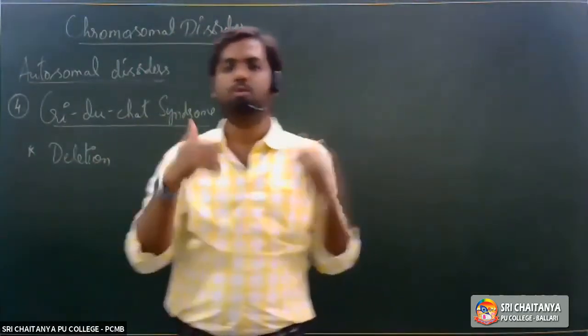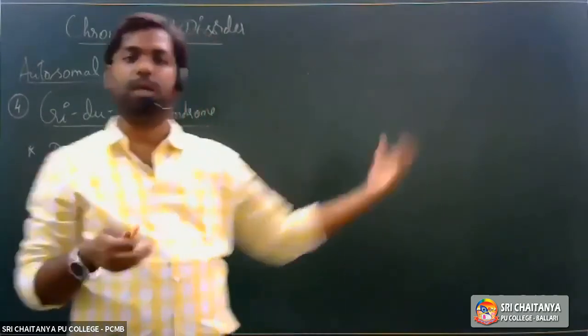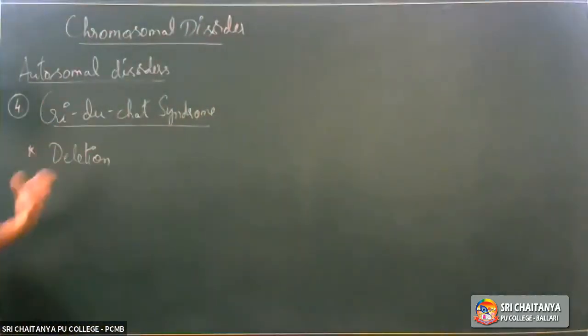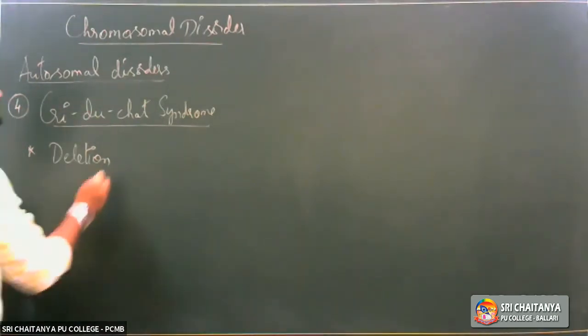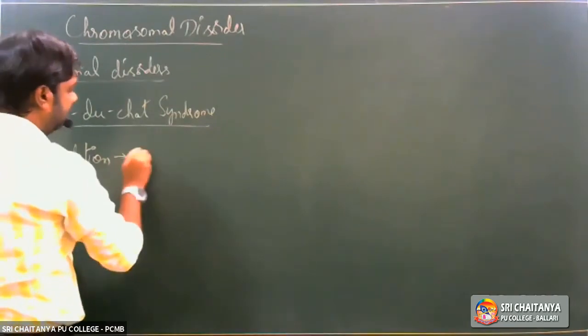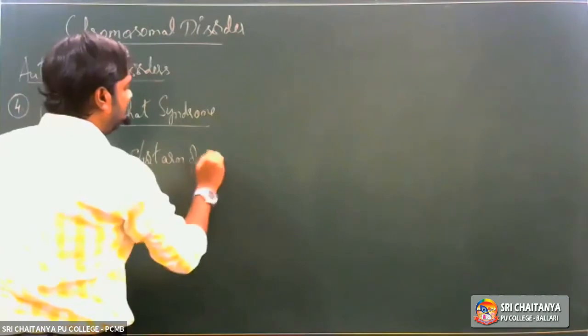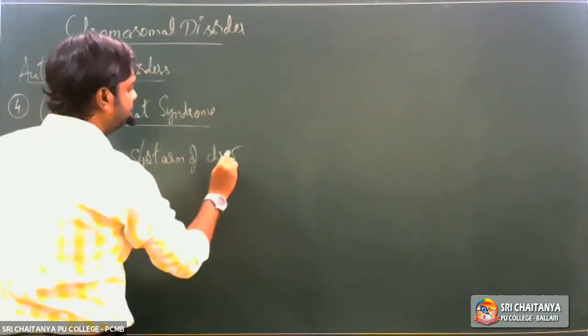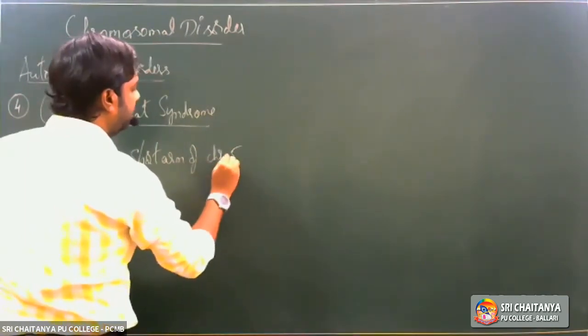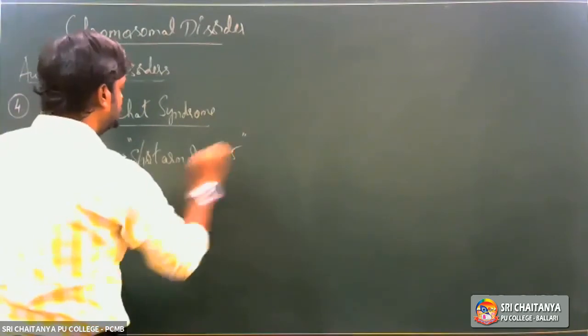If a part of the chromosome breaks off, that type of mutation we start calling deletion. Here also, the same deletion type of mutation is seen. So where is this deletion happening? Deletion is happening in the short arm of chromosome number 5.